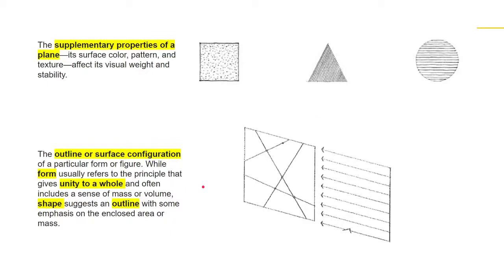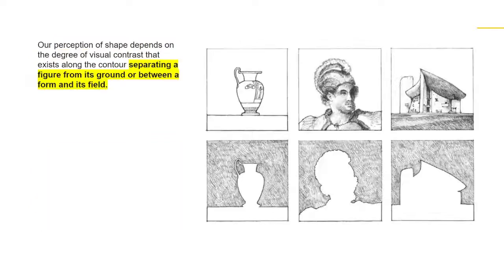So a shape really suggests the outline. Whenever you look at objects, let's say when you're looking at your laptop or your PC right now, what you see is the shape, which might be rectangular or square. That's the visual weight that it projects on you. You see the outline and the edges of that shape.